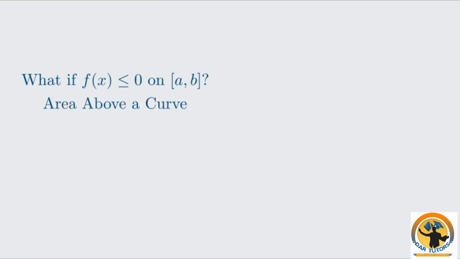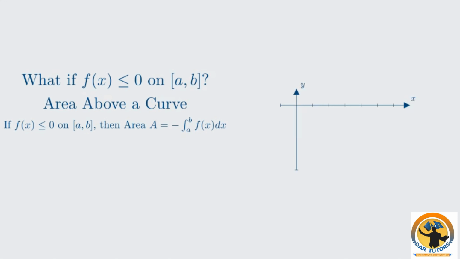If f of x is negative on the interval from a to b, the definite integral will be a negative number. However, area is always a positive quantity. To find the area, we must take the absolute value of the integral. This is equivalent to placing a negative sign in front of the integral. Visually, if the curve is below the x-axis, the integral gives a negative value. To get the positive area, we multiply the integral by -1.